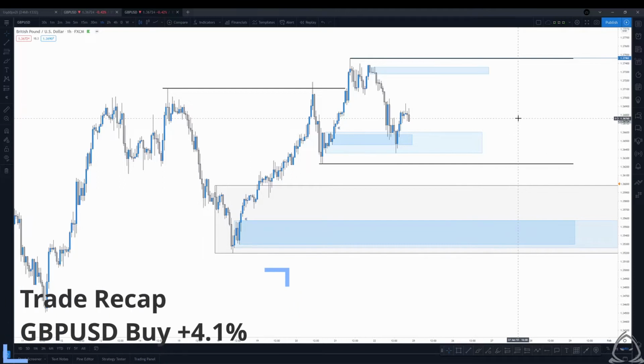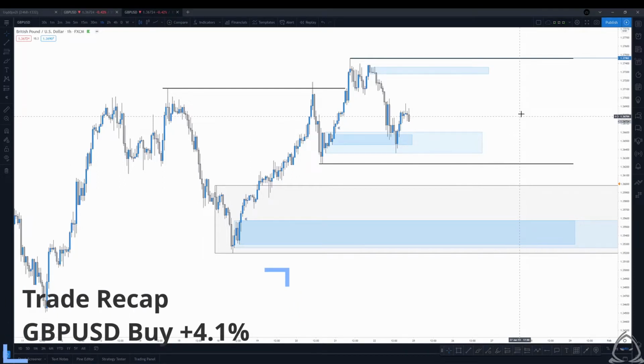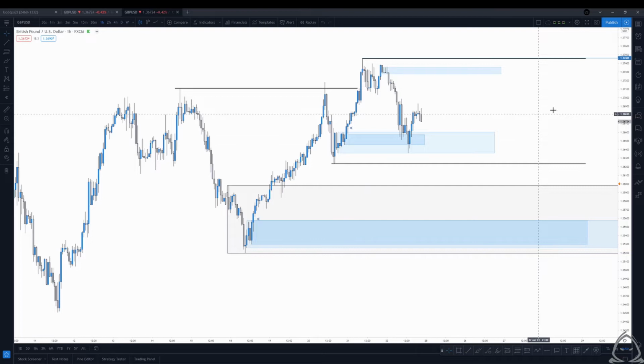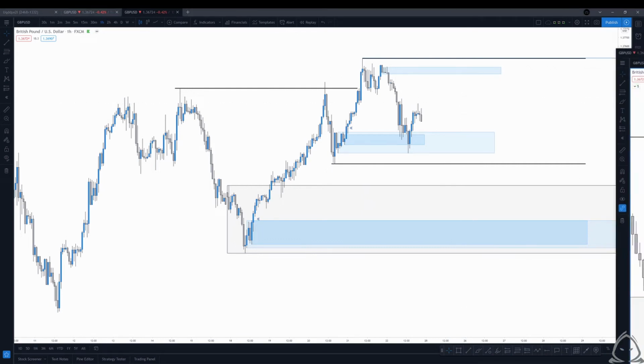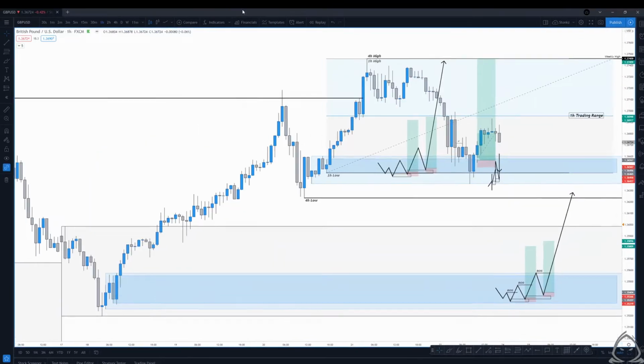But what I want to do now is quickly jump into the recap of the trade that I took, because I think there are some key lessons we can definitely gain from that trade. It was a really great trade that played out really nicely. So I'm just going to bring this chart over, saves me some time.